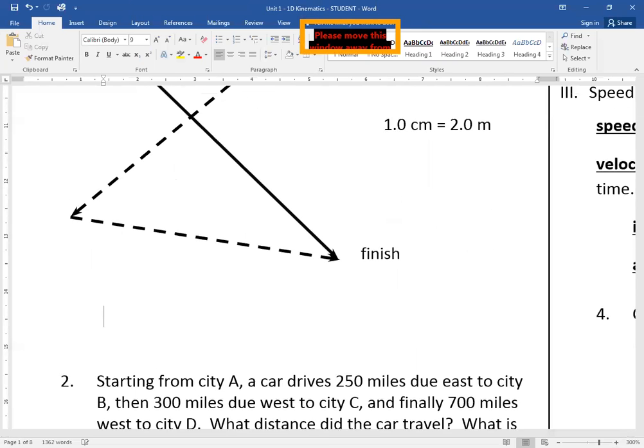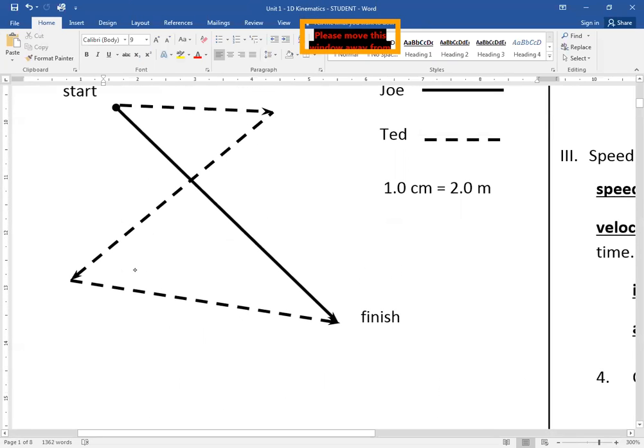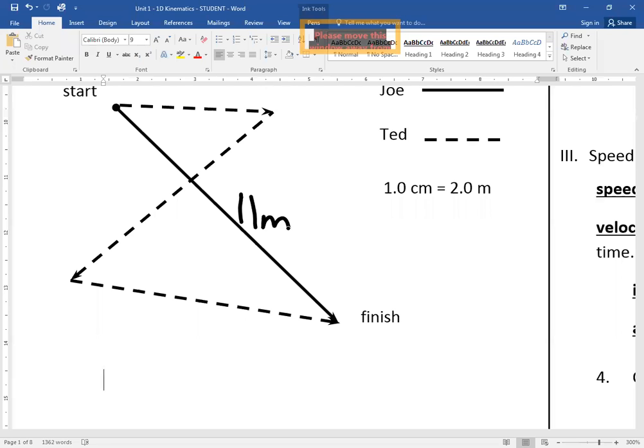Okay, so we got that the distance Ted goes is around 24.2 meters. And Joe, this is like 11 meters, something like that? Okay, perfect. Now, if we're talking about Joe's displacement, we really have to include what? Direction, perfect.